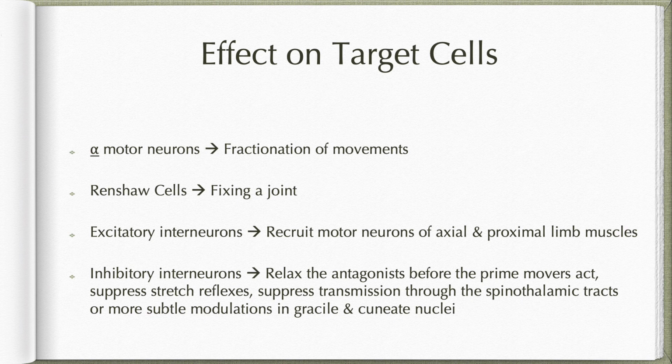Or these fibers which end on the presynaptic inhibitory neurons can suppress the sensory transmission through the spinothalamic tract during the voluntary movements. Their endings in the gracile and cuneate nuclei have much more subtle modulations. That is, they enhance sensory transmission during slow exploratory movements, whereas reduce the sensory transmission in the rapid movements.